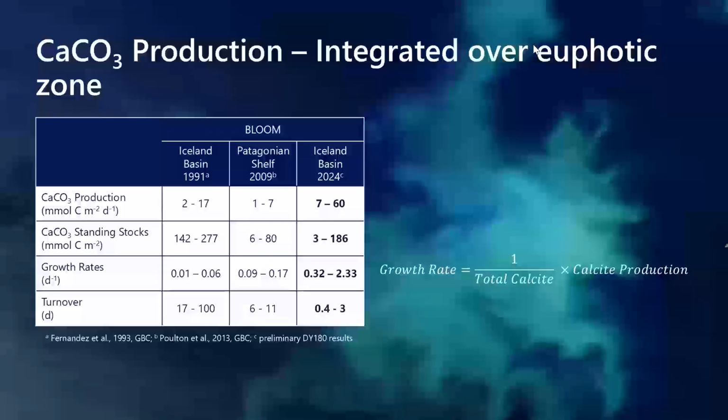And so then we can look at growth rates, and our growth rate is much higher than the Icelandic Basin study from the early 90s. And we have much quicker turnover. So we're turning over that calcite at a much higher rate than in previous studies.